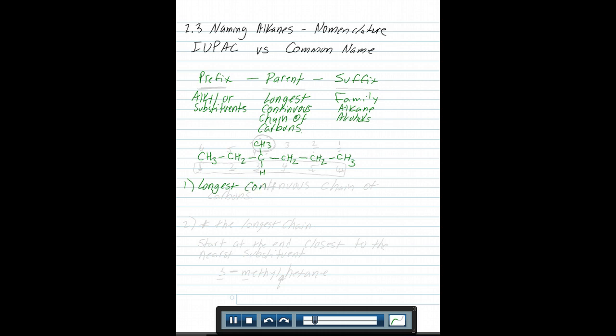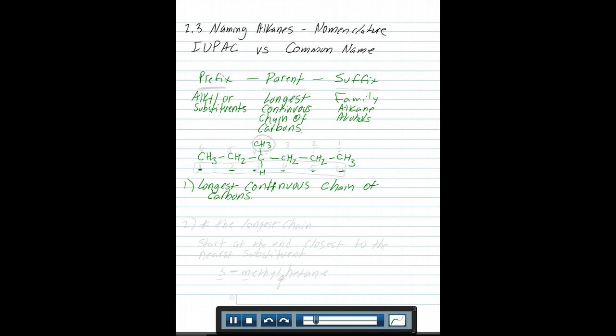Longest continuous chain of carbons. Okay, and again, it might not be a straight chain. What you do is you just look for carbons hooked onto each other in a certain row. So, for example, obviously our longest continuous chain is right here. I've got one carbon here, 2, 3, 4, 5, 6.